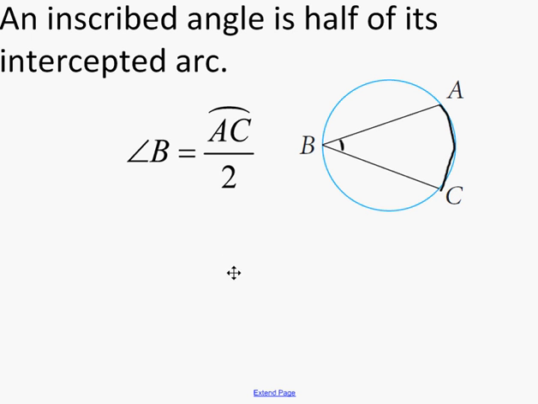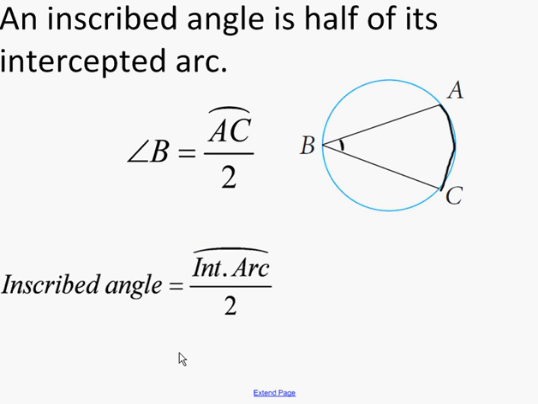In general, we can write the formula this way. An inscribed angle is equal to the intercepted arc divided by 2. So just suppose for a minute that the measure of arc AC is 80 degrees. What would be the measure of angle B? Well, that would be 80 divided by 2. Angle B would measure 40 degrees.